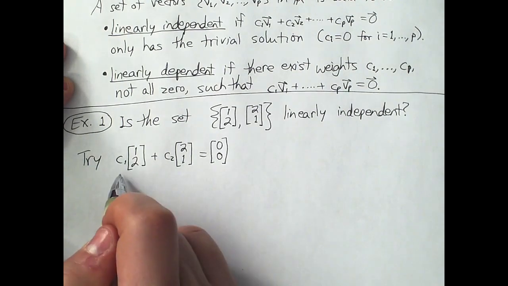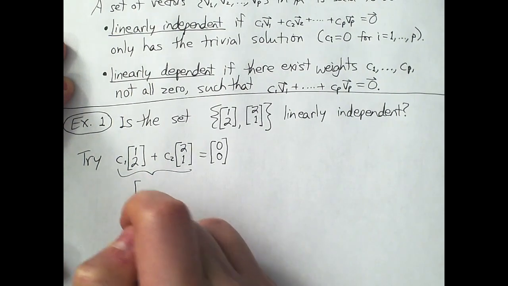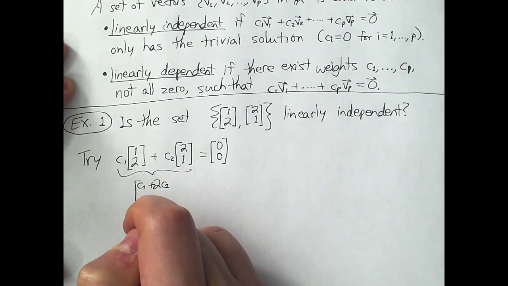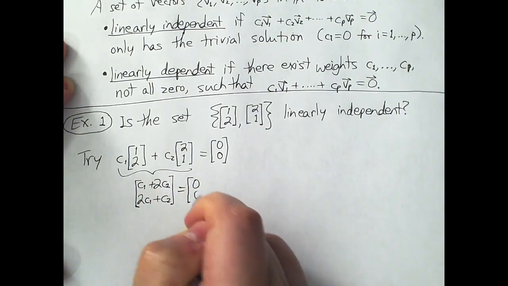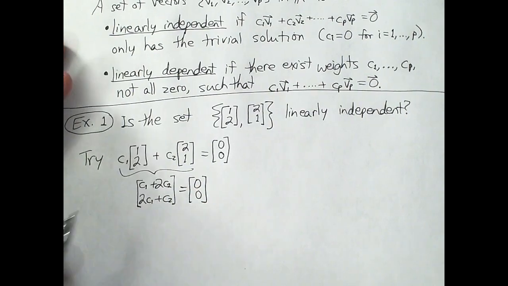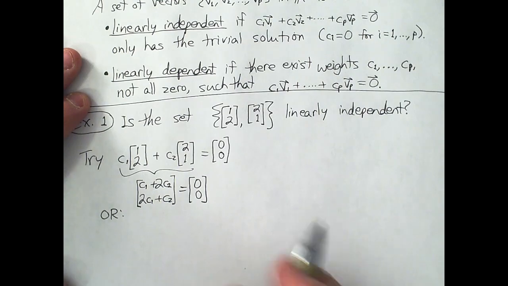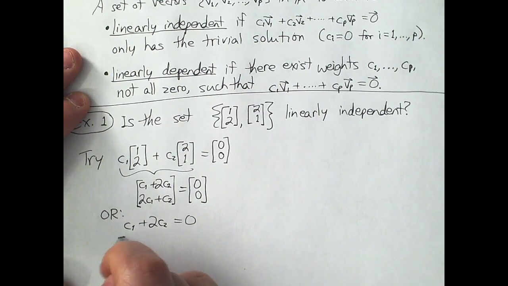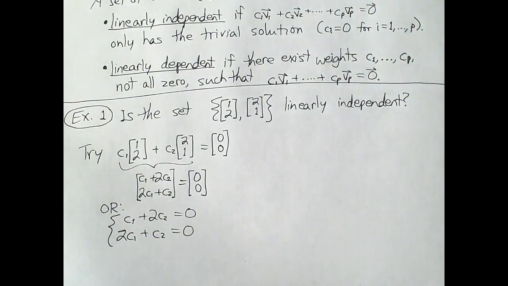How about this? We could simplify the left-hand side to just a single vector. C1 plus 2C2, 2C1 plus C2. That's just a single vector with 2 entries in it. Or you can write it as a system. C1 plus 2C2 equals 0. 2C1 plus C2 equals 0. A system of linear equations where the unknowns that we're trying to find are C1 and C2.